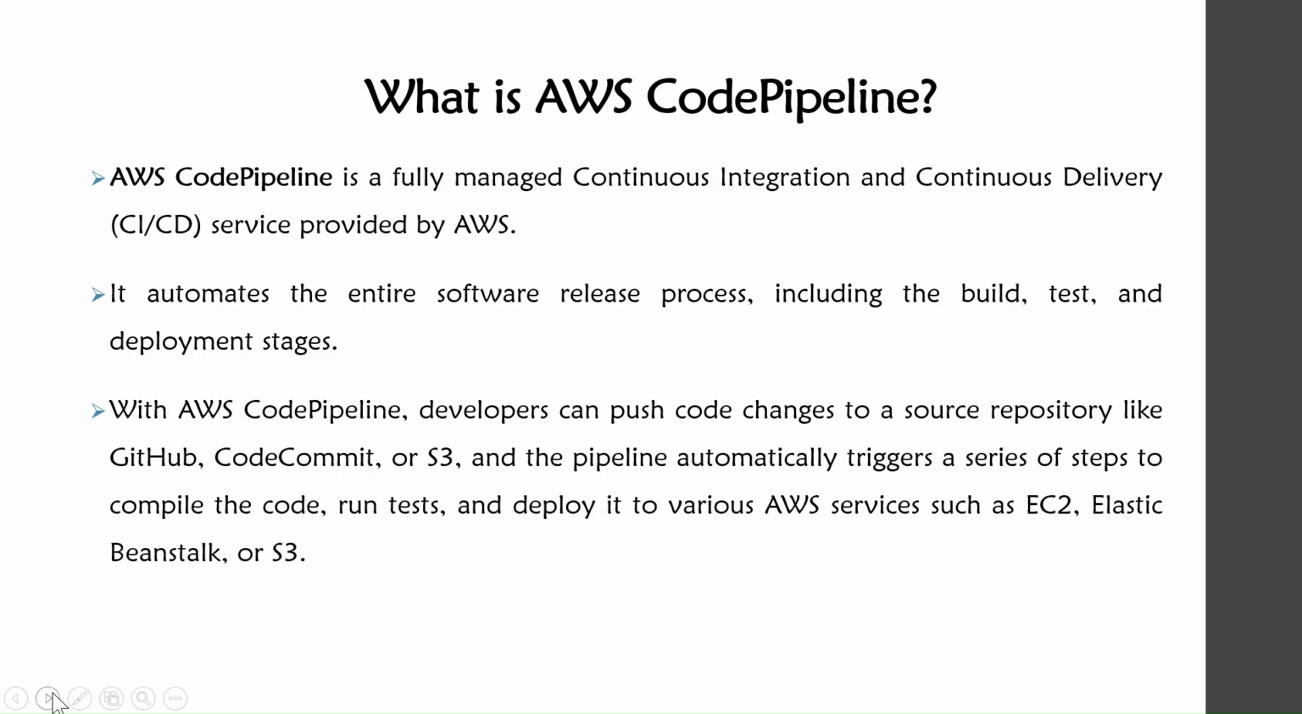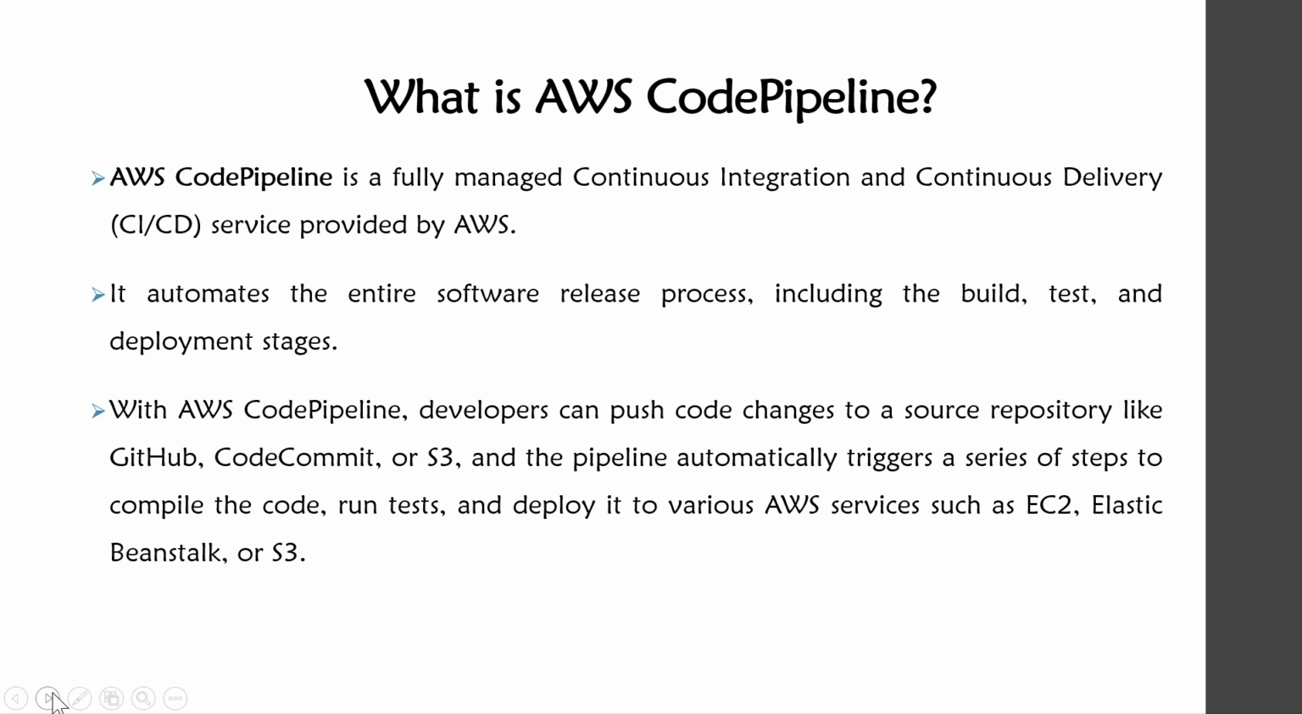So what is AWS CodePipeline? It's a fully managed continuous integration and continuous delivery service provided by AWS, and it automates the entire release process, including the test, build, and deployment stages, as a completely automatic process.